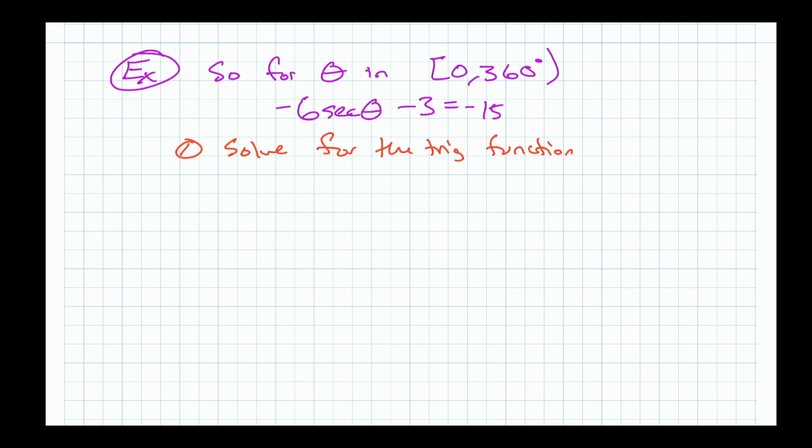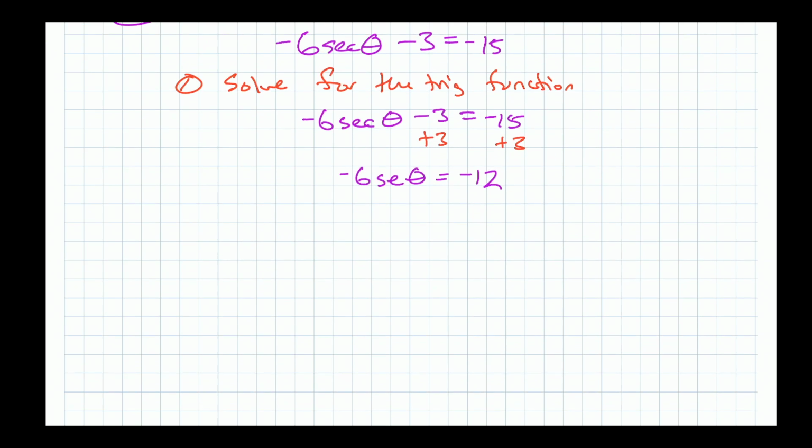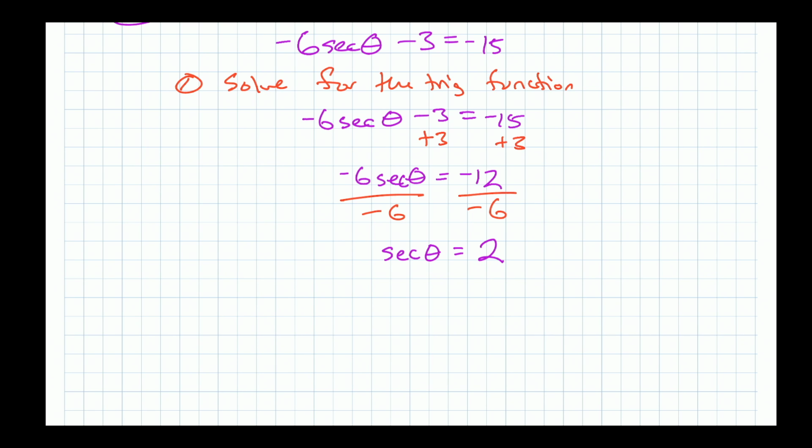As always, I've got -6 secant theta minus 3 equals -15. We're going to add 3 to both sides. So we get -6 secant theta is -15 plus 3, which is -12. Oh, I lost a C here. Then we're going to divide both sides by -6. We get secant theta is equal to -12 over -6, which is +2. Okay?